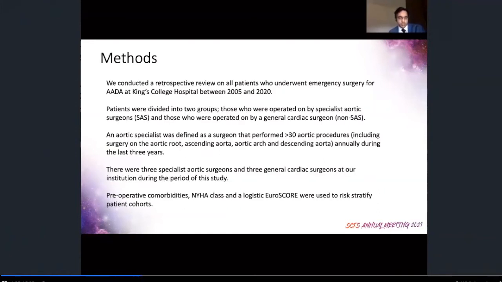We conducted a retrospective review of all patients who underwent emergency surgery between 2005 and 2020 at King's Hospital, and patients were divided into two groups: those who were operated on by a specialist aortic surgeon and those who were operated on by a general cardiac surgeon. We defined an aortic specialist as a surgeon that performed more than 30 aortic procedures, including surgery on the aortic root, the ascending aorta, the arch, and the descending aorta annually during the last 3 years. There were 3 specialist aortic surgeons and 3 general cardiac surgeons at our institution during the period of this study.